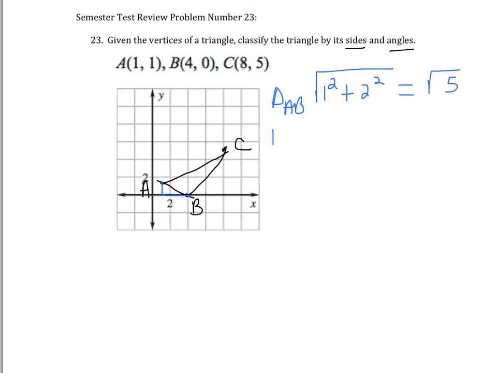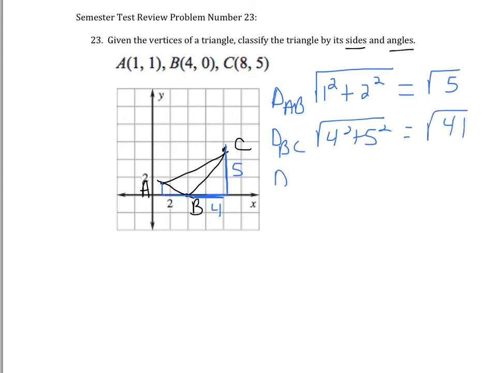All right, I'm going to apply that same process for BC. And so if I make my right triangle off of B and C, from B, this leg right here goes over 4, and this one right here goes up 5. So it's going to be 4 squared plus 5 squared, which is going to be 16 plus 25. And we know that that equals 41.